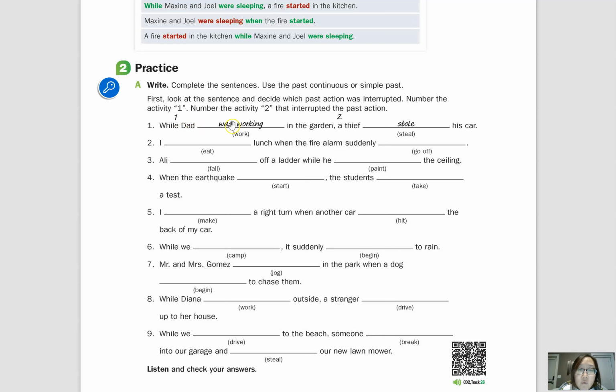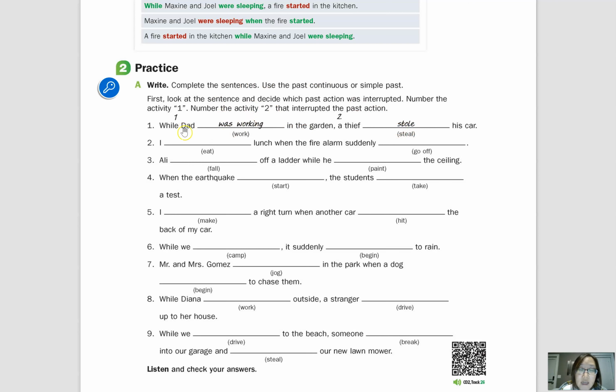So Dad was working in the garden. So this is past, but it was a process. It was ongoing. So while Dad was working in the garden, that's why we use while with the past continuous. And then while this was happening, something interrupted him. And it's this one. A thief stole his car. So you can see this is just simple past tense.